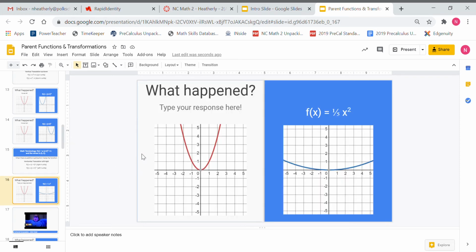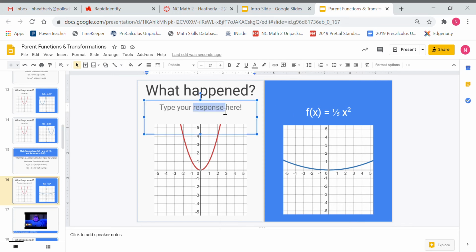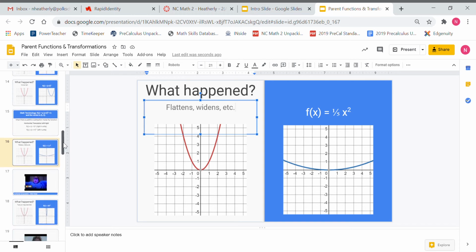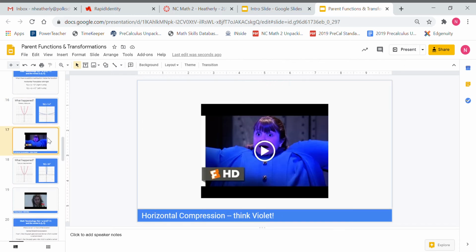And then we've got a function. We've got a parabola, the parent function in red, and then we've got another really weird looking one over here in blue. It gets really, really flat or really, really wide. So we can say flattens, widens, anything like that. And so you'll notice there's a fraction in front of the x squared. And so I've got a video embedded here that you can watch on your own time. It's from Willy Wonka and the Chocolate Factory, and that's where Violet eats the gum, and she turns into a blueberry. So she gets really, really fat and really, really wide. And so what we call that is a vertical compression.